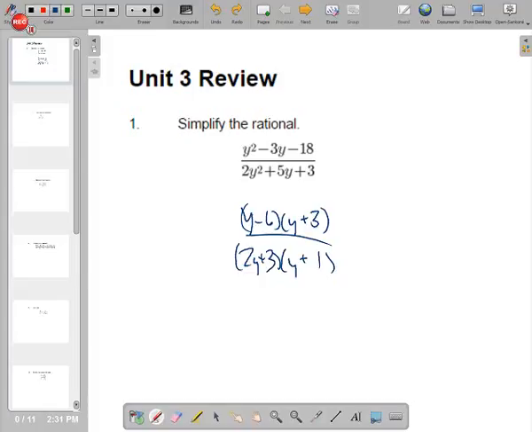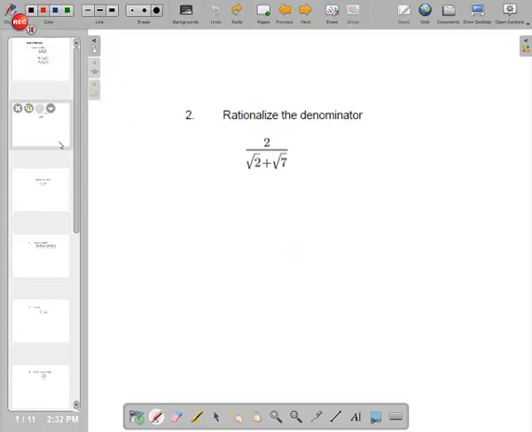There we go. So now that I got the numerator and denominator factored, I can see if anything cancels. And nothing cancels. I don't have the same binomial in the numerator and denominator, so I can't cancel anything. That's done. It is simplified, so that's kind of a silly question. Let's try another one. Rationalize the denominator.